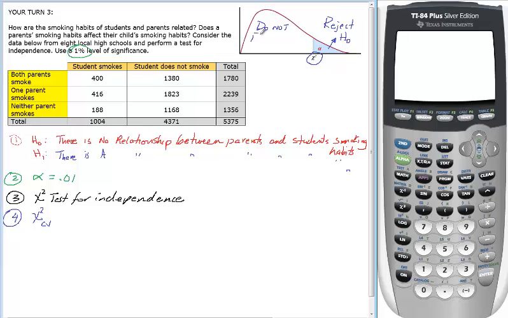Some people say accept, but the proper words are do not reject, because we don't necessarily accept, depending on how strong the rejection is or not. So do not reject the null hypothesis if it's less than. So what is the chi-square critical value? In order to find that, we need to know the degrees of freedom. The degrees of freedom from a contingency table is a little different. It's the number of rows minus 1, times the number of columns minus 1.